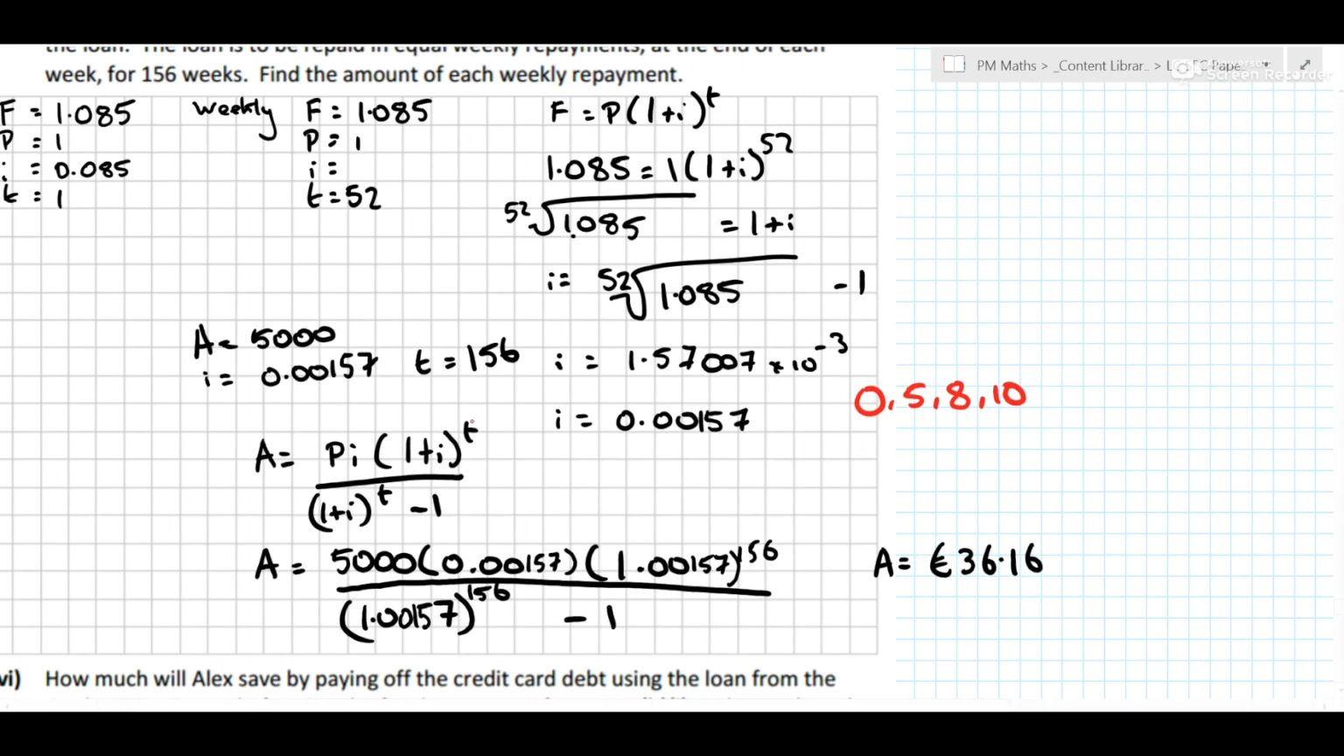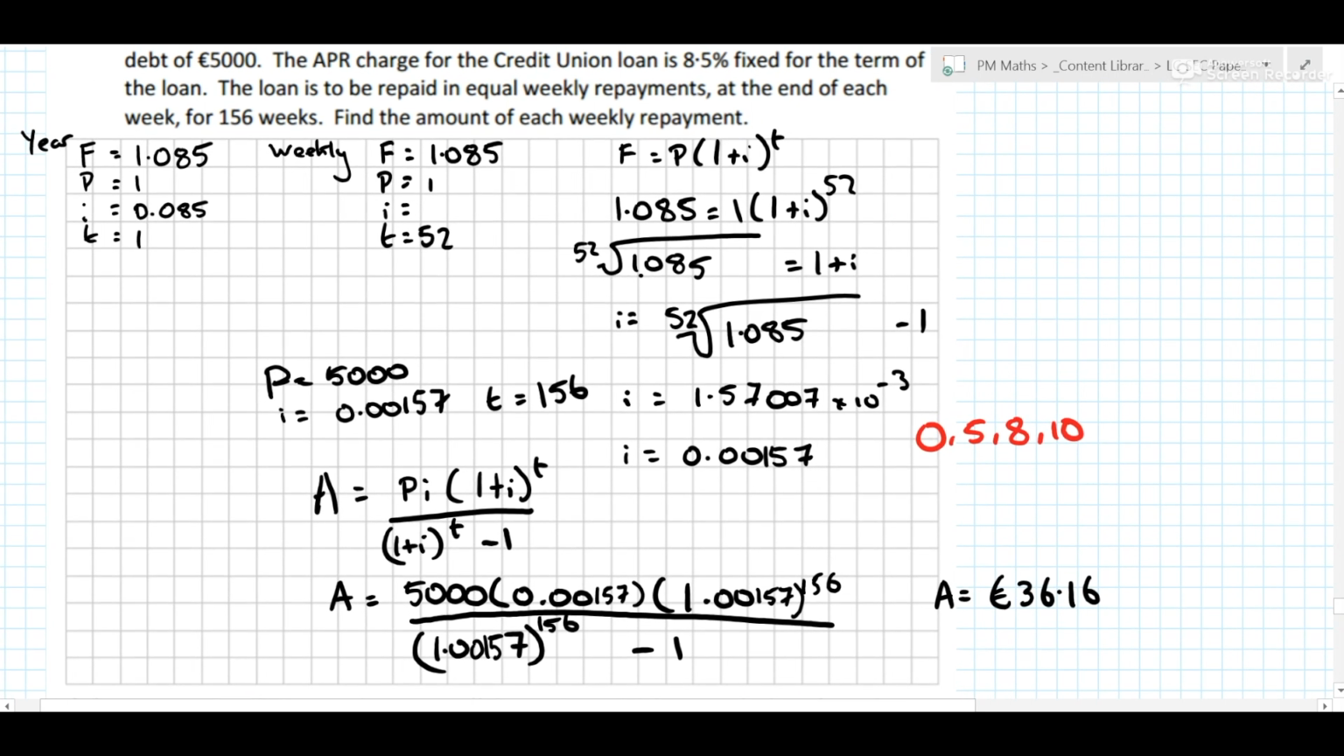So looking at the amortization formula that we have taken down from directly above, what's the A stand for? Well, sorry, the P, not the A. The P is €5,000, and that's how much they initially borrowed. The I is the interest rate, and the T is how many weeks it's in for. The I is the weekly interest rate as a decimal. Filling it all in, fill it straight into a calculator and get €36.16 out. Quite a nice question actually. 0, 5, 8, 10 again, which is a really, really nice marking scheme.